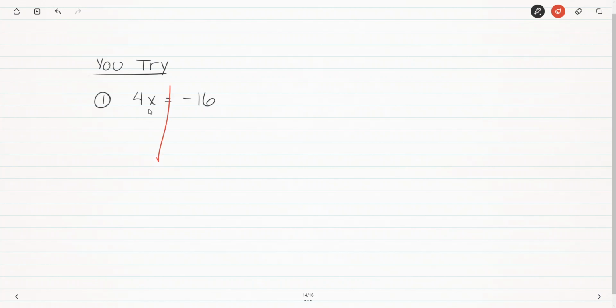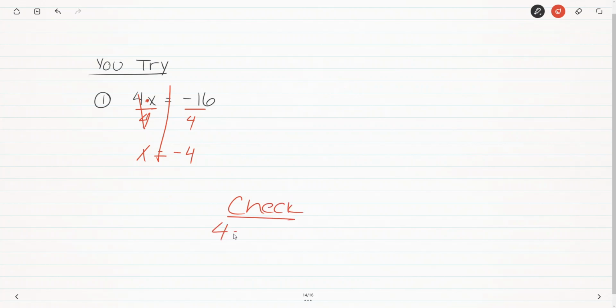So if you did the math, you would have divided by 4 because this shows multiplication. There cancels, so I'm left with x is equal to negative 16 divided by 4 gives me negative 4. Then you need to make sure you do your check. I'm going to do it down a little bit lower. So check.